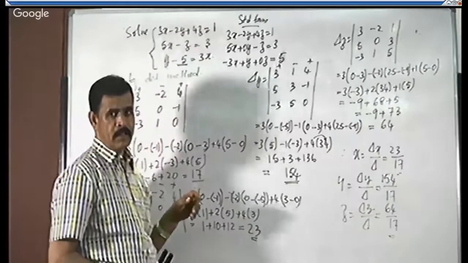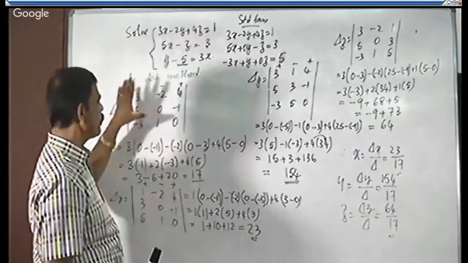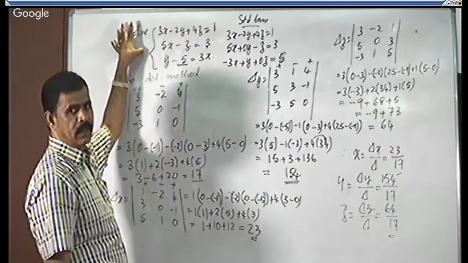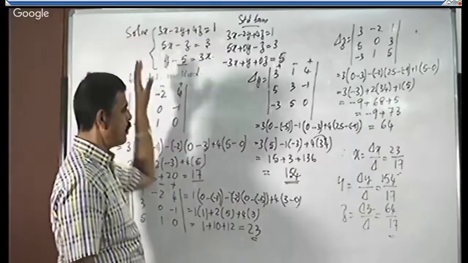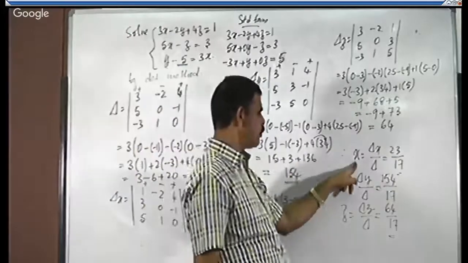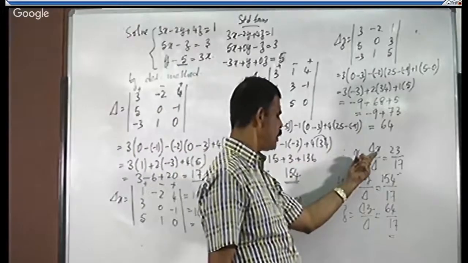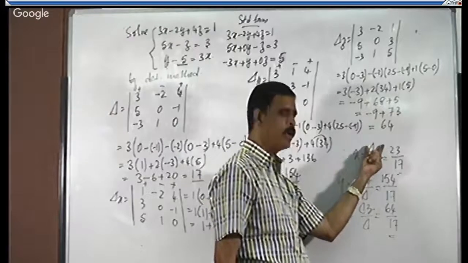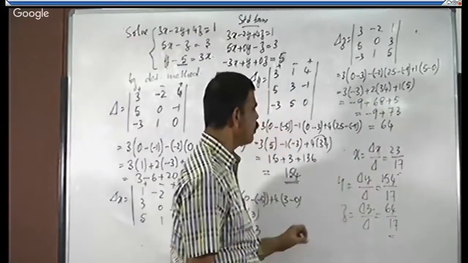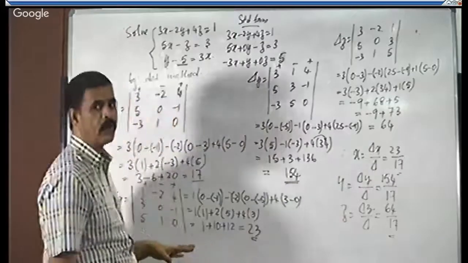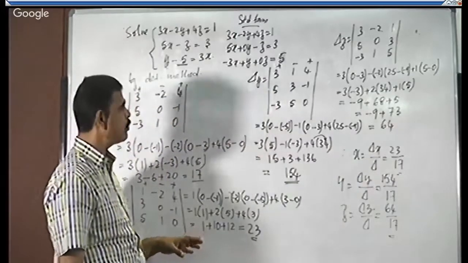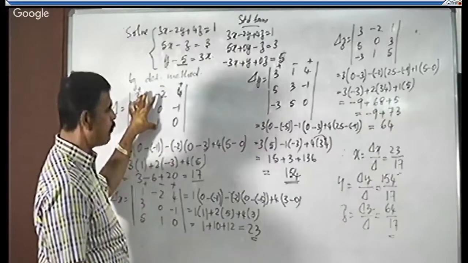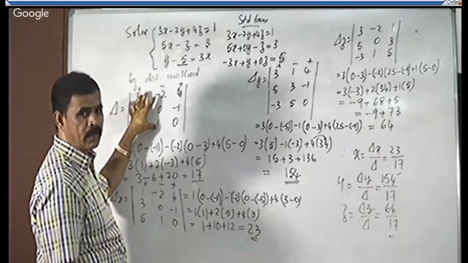While giving in exam, sometimes they will ask you only solve for x. If they ask solve for x, to calculate x or to find out x, we need only delta x and delta. Therefore, calculate only delta x and delta. If they ask only y, solve for y, what you have to do? You have to get delta. It is commonly required to get x or y or z.